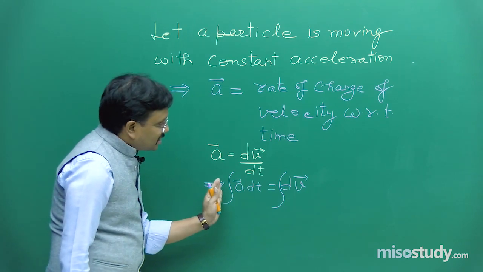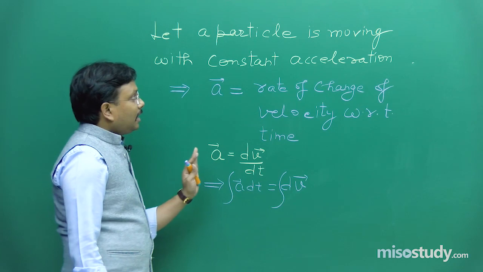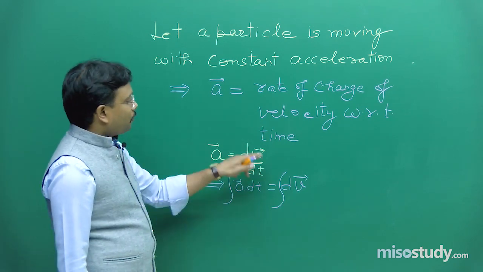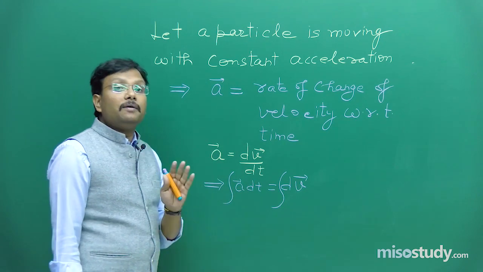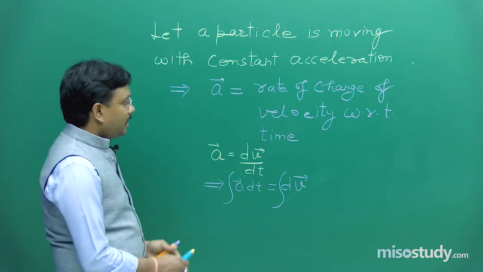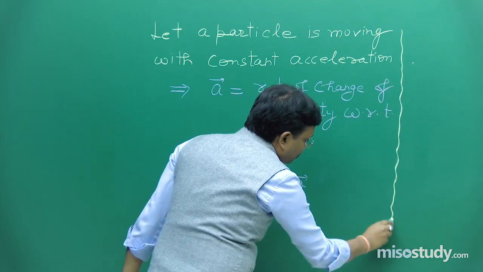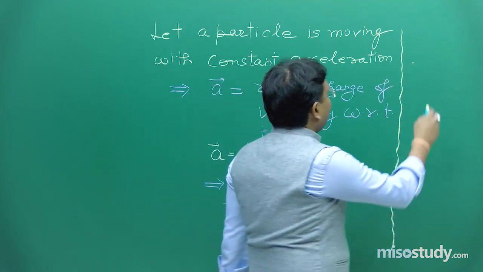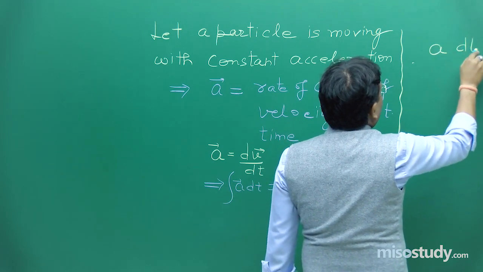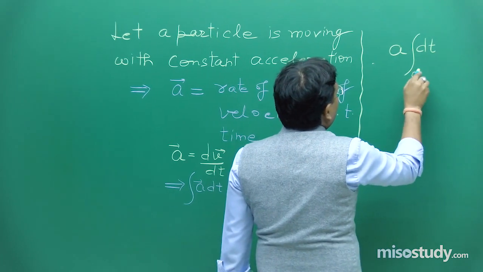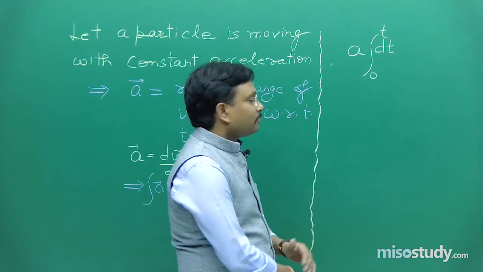Now, let us start the journey from this yellow color equation. Basically, the journey should start from here, but I mentioned these points just to give you the understanding. Fine. So now let's move ahead, and that is a dt from 0 to t. Why 0 to t?